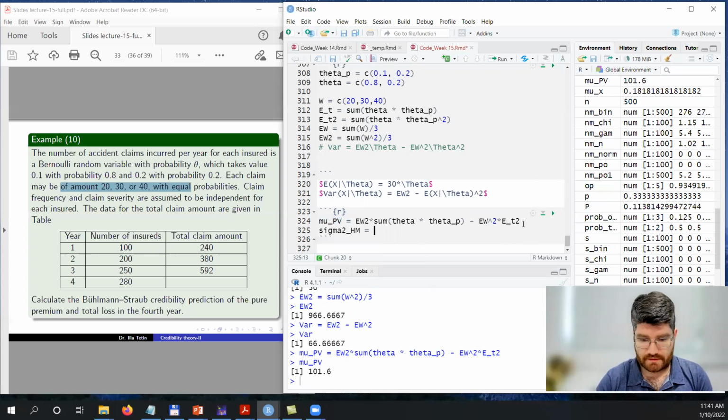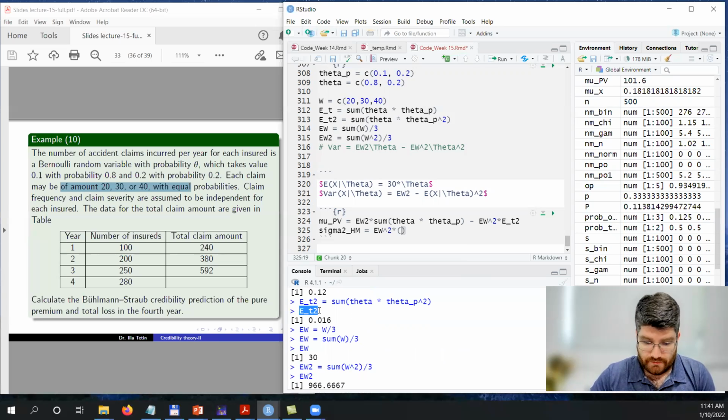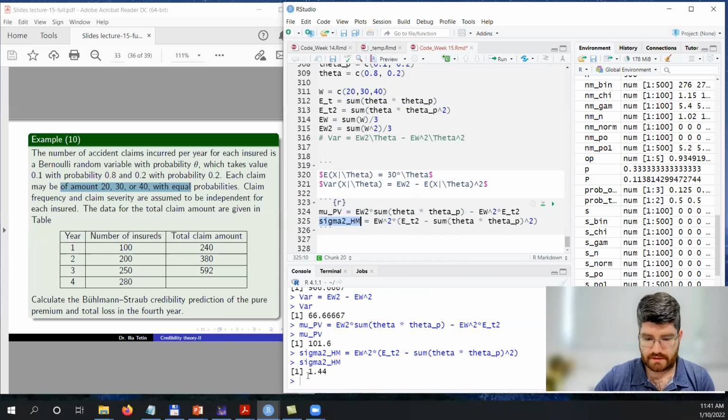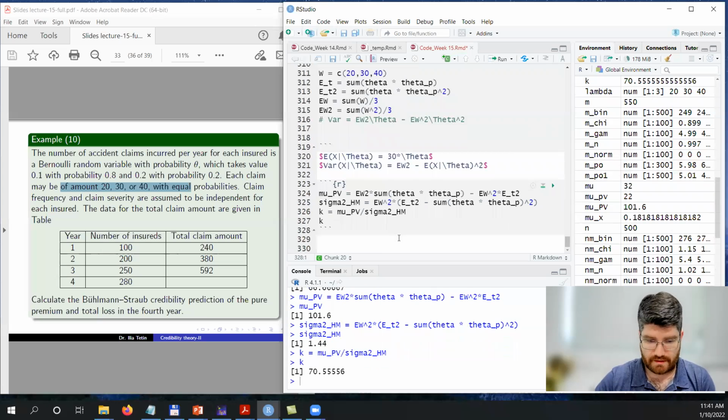sigma 2 HM. So the calculations everywhere are pretty much the same. We just need to be accurate, and that's it. So EW squared in front, and we multiply that by ET2 minus some theta P squared. So if everything okay, then 144 is the sigma squared HM. All right, now we're ready to calculate the K, which is just mu PV over sigma squared HM. And we are on our finish line for that task. The value of K is 70.